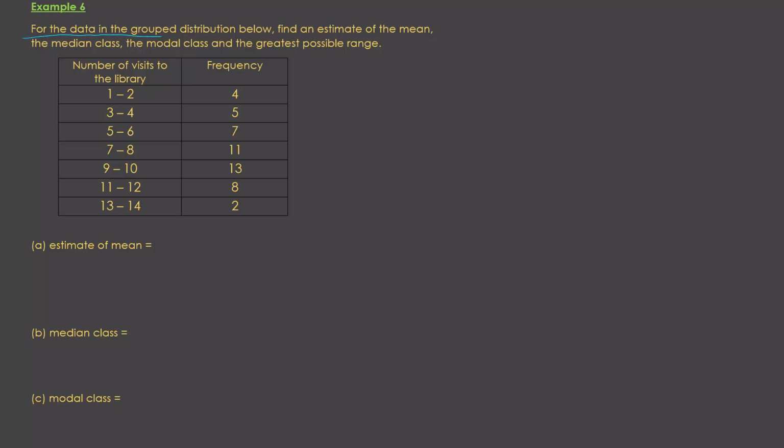For the data in the group distribution below, find an estimate of the mean, the median class, the modal class, and the greatest possible range.